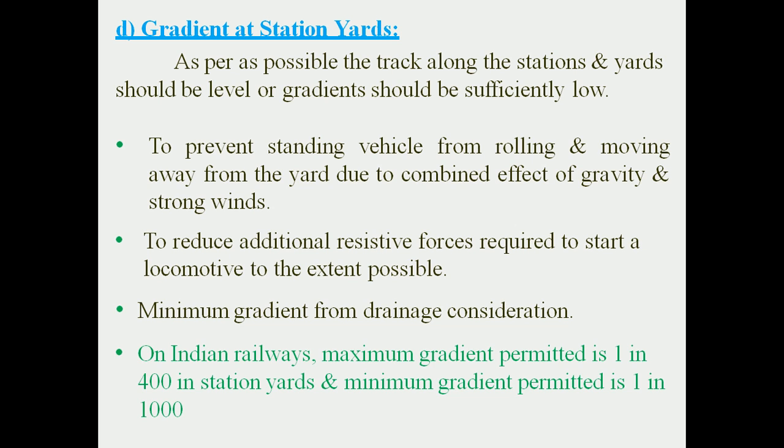Then gradients at station yards. Normally gradients at station yards are provided very low or level, to prevent standing vehicles from rolling and moving away from the yard due to the combined effect of gravity and strong winds. Also to reduce the additional resistance forces required to start a locomotive to the extent possible. And there is a minimum gradient from drainage consideration. In India, the maximum gradient provided on station yard is 1 in 400 and minimum gradient is 1 in 1000.